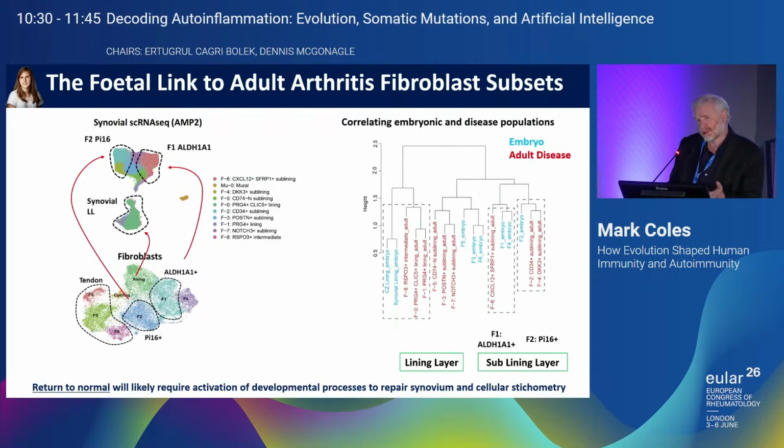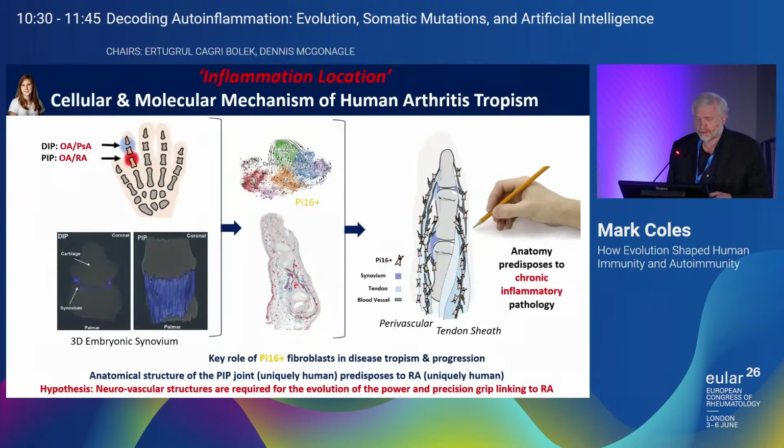And it really comes down to the stoichiometry of the different cell types. So this really comes back down to this concept of inflammation location. There's a cellular molecular basis for this. It's based on human anatomy. There's a key role, difference between the anatomy of the DIP and the PIP synovium. We have a key role for the PI16 cells involved in disease tropism and progression. There are anatomical differences between the PIP, and thus that probably predisposes humans to be at risk for RA.